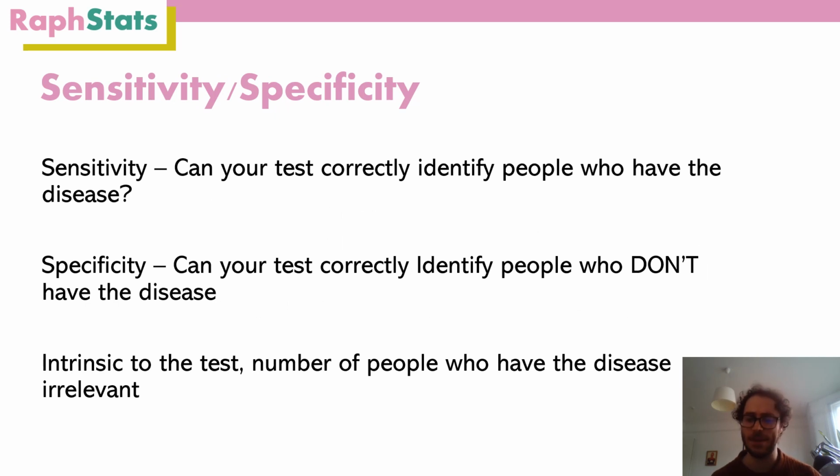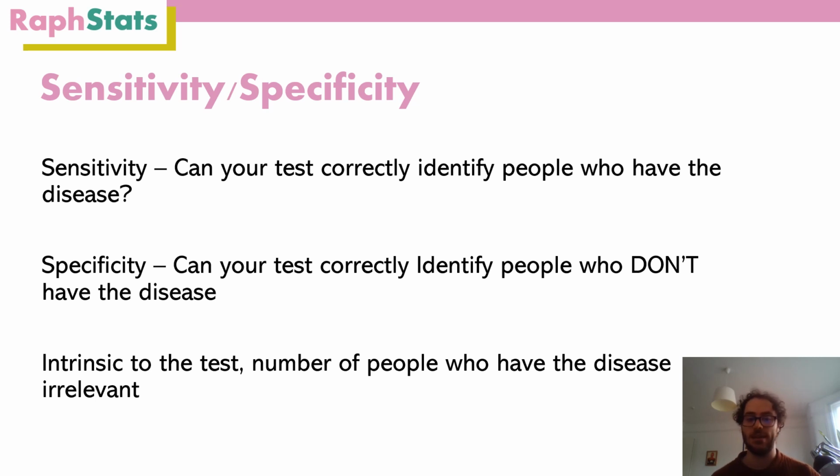So I think this is something that people can get a little confused about, whether it's the people who have it or the people who don't. I think the way to think about sensitivity and specificity is that sensitivity is answering the question, can your test correctly identify people who have the disease? And I'm going to use HIV as an example at several points in this lecture. If this patient has HIV, how good is your test going to be at telling him he has HIV?